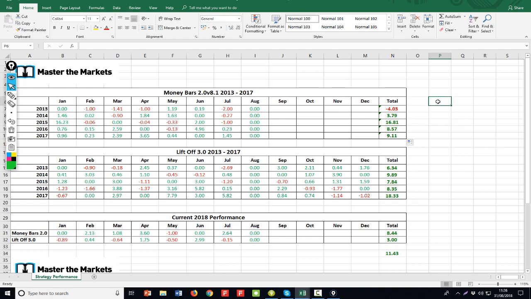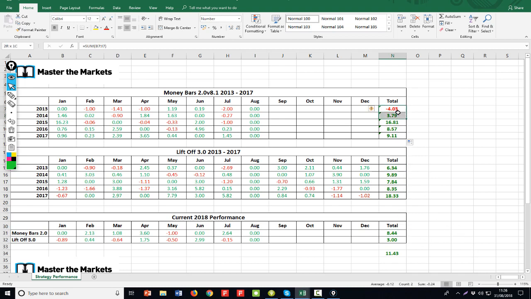So let's of course look at the performance here of Money Bars. You can see that in 2013, January through August, we're minus 4.303% for the year at that point. So at this point in the year in 2013 we'd have been in a loss. In 2014 we'd have been up 3.79% for the year so far. So today we're up 8.44%.